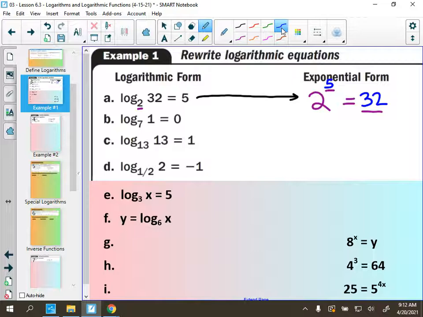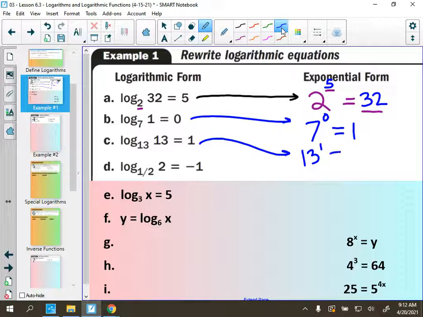And so now for these next B, C, D, E, F, they all follow that same pattern, where I'm just drawing my arrows. I take my base 7, to here's the crossover thing, to the 0 power equals 1, which is true. 7 to the 0 power does equal 1. If I come here, the base of my log, 13, that crossover thing, to the 1st power equals 13. Absolutely, that's true.